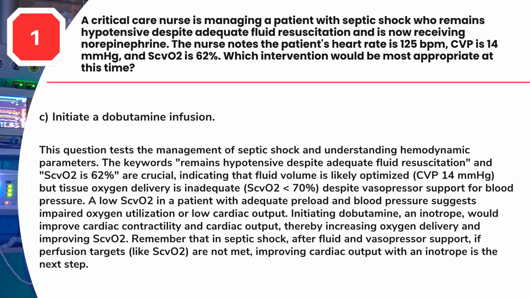cardiac output. Initiating dobutamine, an inotrope, would improve cardiac contractility and cardiac output, thereby increasing oxygen delivery and improving ScvO2. Remember that in septic shock, after fluid and vasopressor support, if perfusion targets, like ScvO2, are not met, improving cardiac output with an inotrope is the next step.